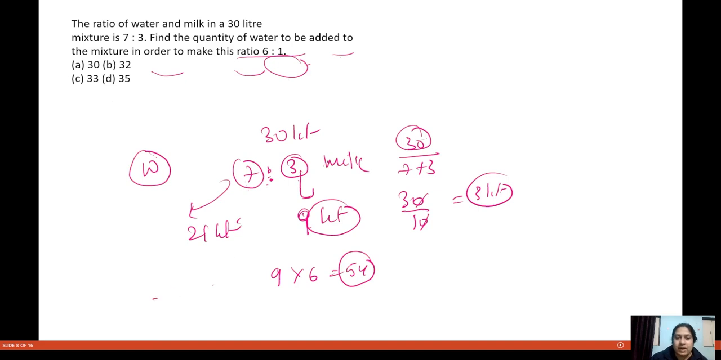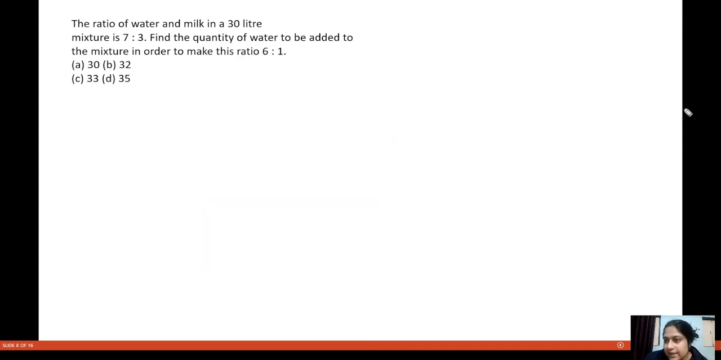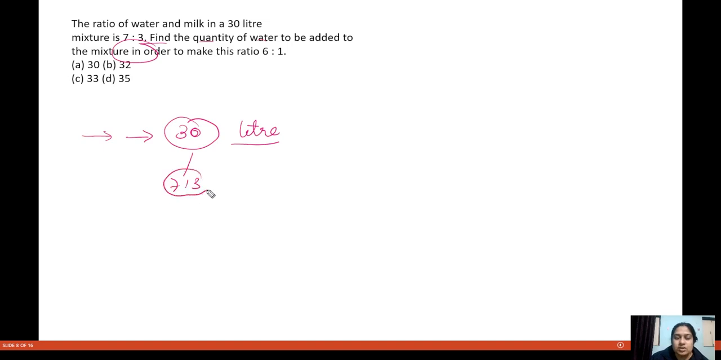See, again, this is a very intuitive process. So again, listen to this. Whenever you are given a total quantity, that is equal to 30 liter, and the ratio of the water and milk is given as 7 is to 3, that means there are 7 parts water and 3 parts milk. So the total number of parts is 10 parts. So 10 parts is equal to 30 liter. That means one part is equal to how much? One part is equal to 3 liter.